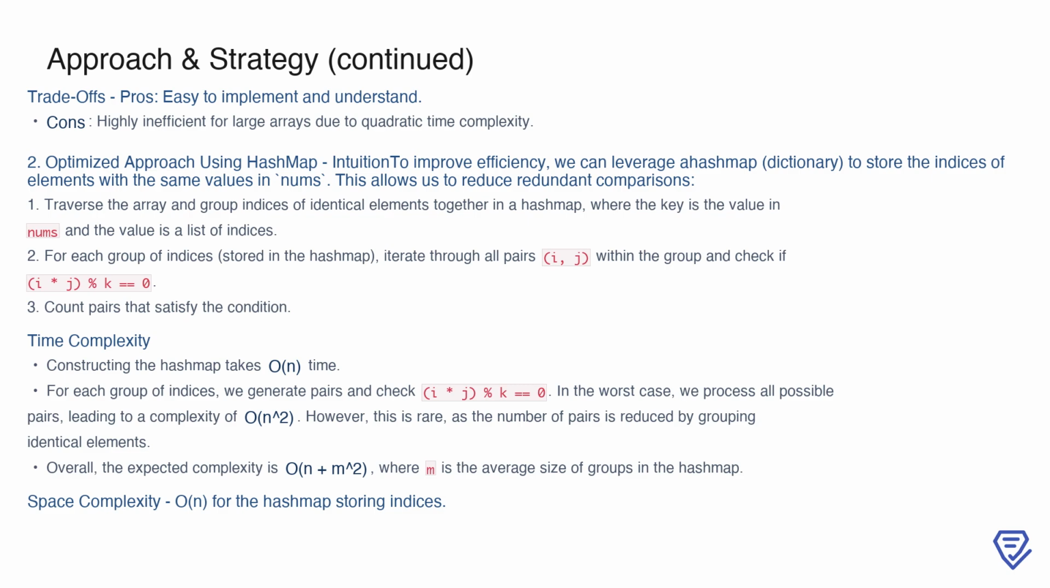For each group of indices, we iterate through all possible pairs (i, j) and check if the product, i*j, is divisible by k. Constructing the hash map requires O(n) time, and the process of generating and checking pairs depends on the size of the groups. While the worst-case complexity remains n squared, this is rare, as grouping eliminates many unnecessary comparisons. The space complexity for this approach is O(n), due to the storage required for the hash map.